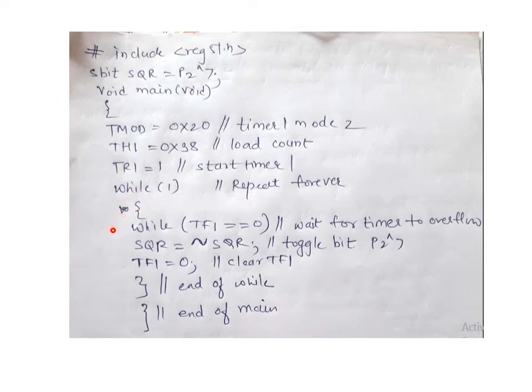Then start of the while loop: while TF1 is equal to 0, wait for timer to overflow. Till it overflows, then SQR is equal to invert SQR, means whatever the value is there in P2.7 will get toggled. Then clear TF1, then end of the while loop and end of the main program. See, this is the program for timer 1 mode 2.